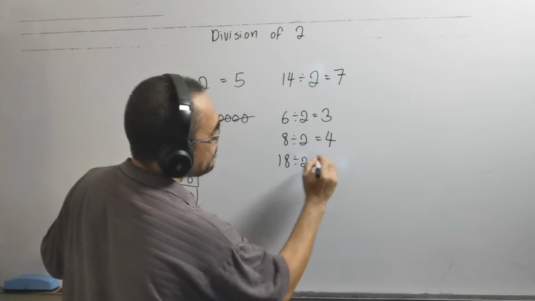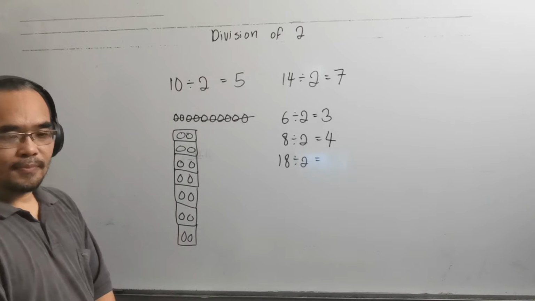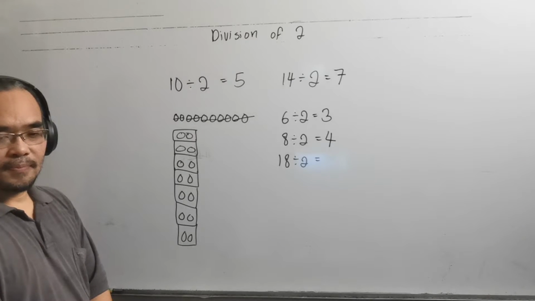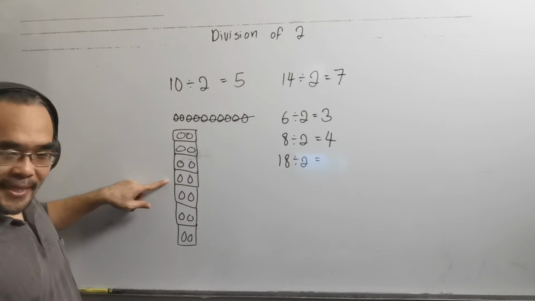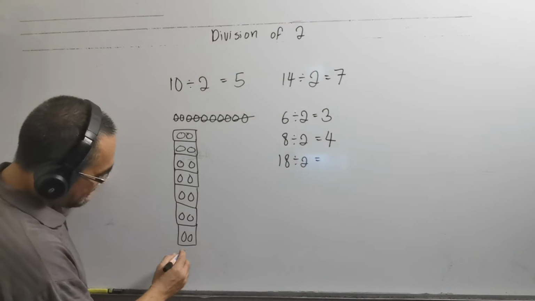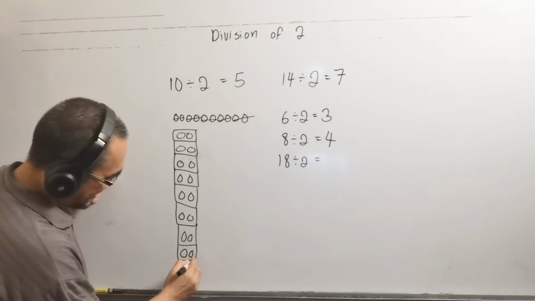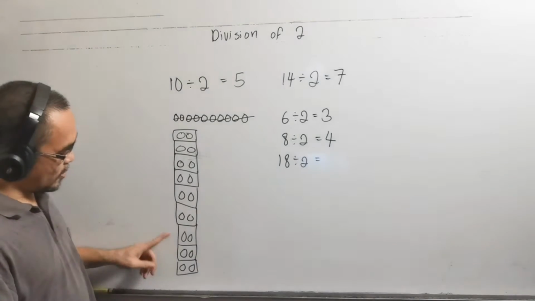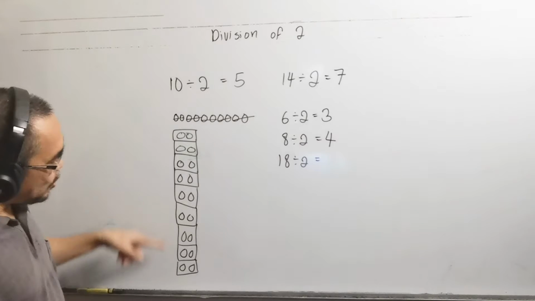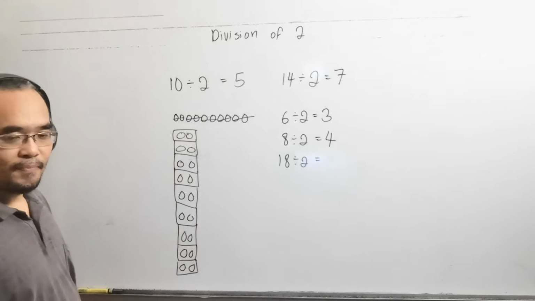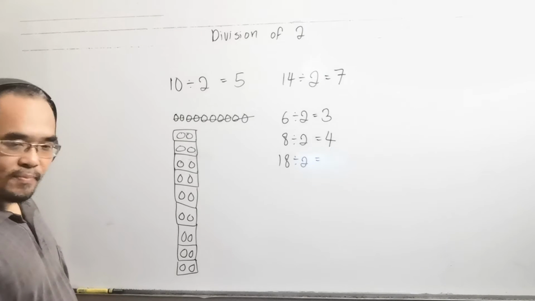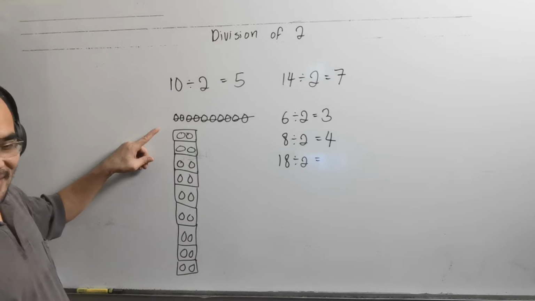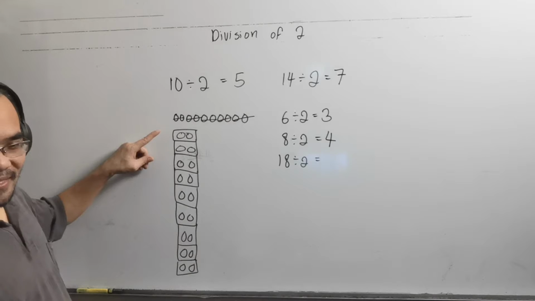18 divided by 2 is what? So, you have to have 18 first. 2, 4, 6, 8, 10, 12, 14, 16, 18. 18. How many groups of 2 is this? 9.